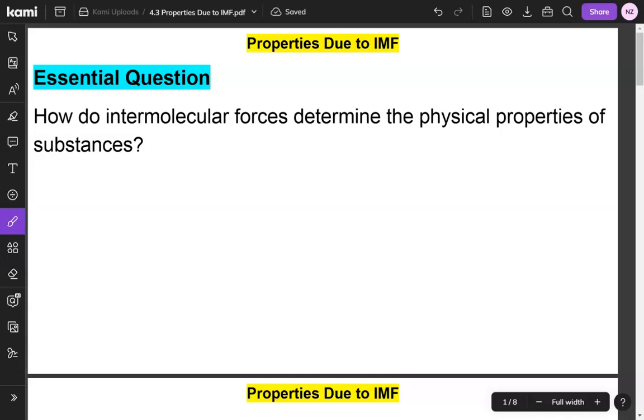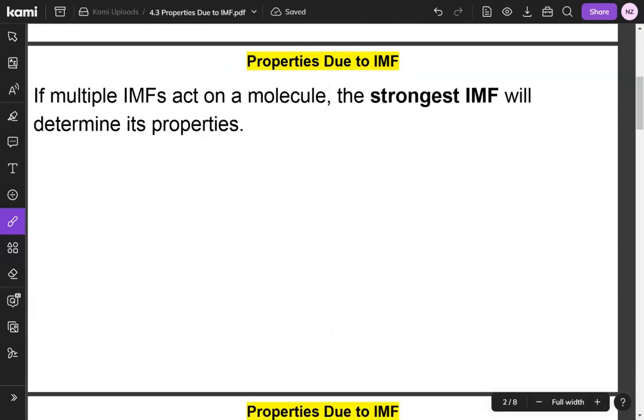In this video, we're going to go through properties due to intermolecular forces. The essential question that we're going to answer is, how do intermolecular forces determine the physical properties of substances? The key point that I want to make is if you have multiple intermolecular forces acting on a molecule, the strongest intermolecular force is going to determine its properties.